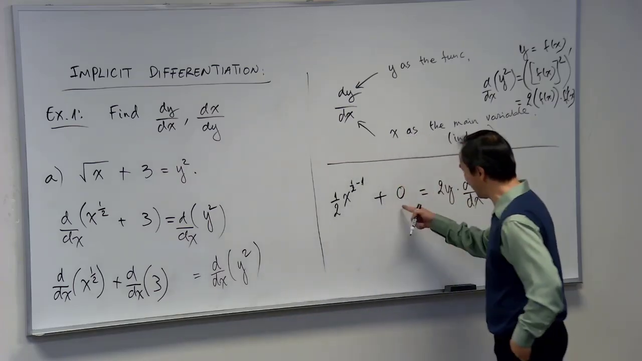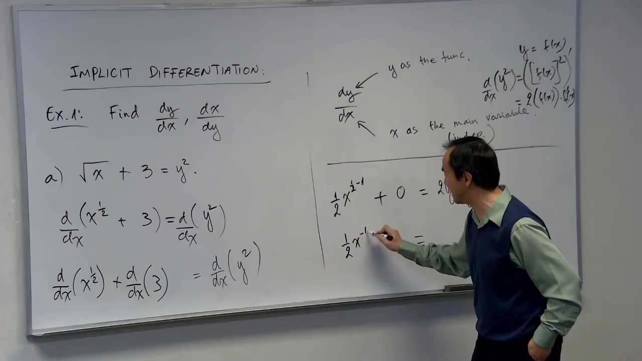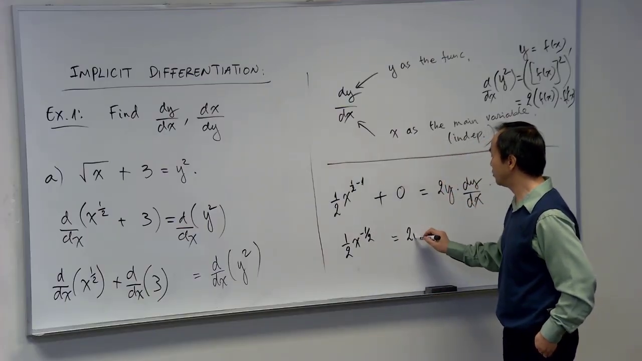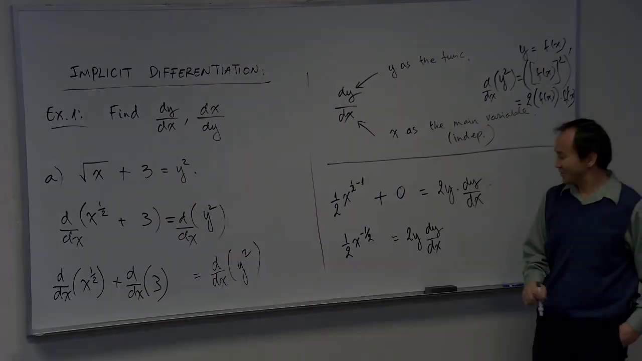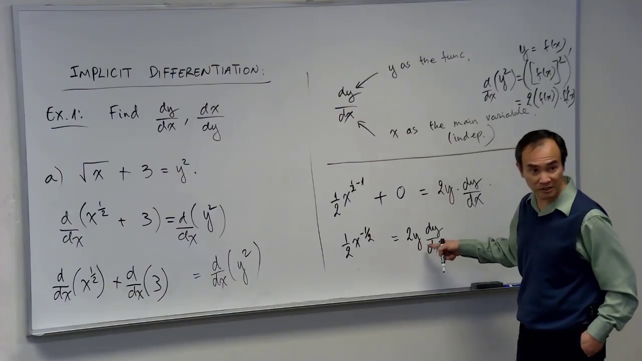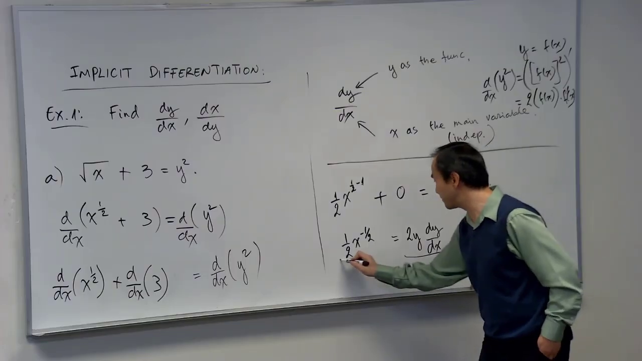So that means we don't have to write down the 0 right here. We've got the 1/2 x to the negative 1/2 power, and all of that equals 2y times dy/dx. Really it was a multiplication. And so now the work is simple. We're going to go ahead and solve for dy/dx. I'm going to divide both sides here by 2y.